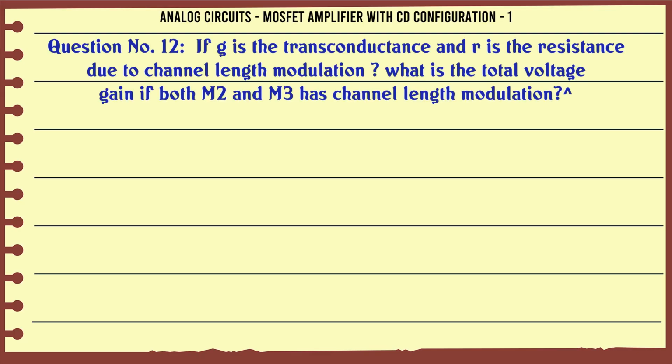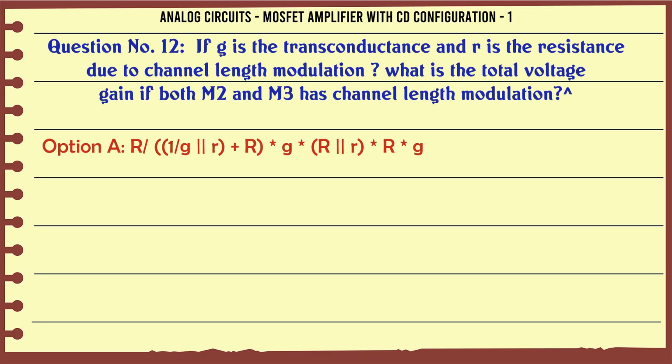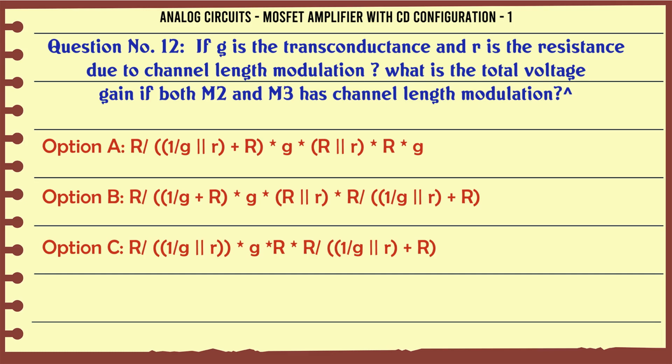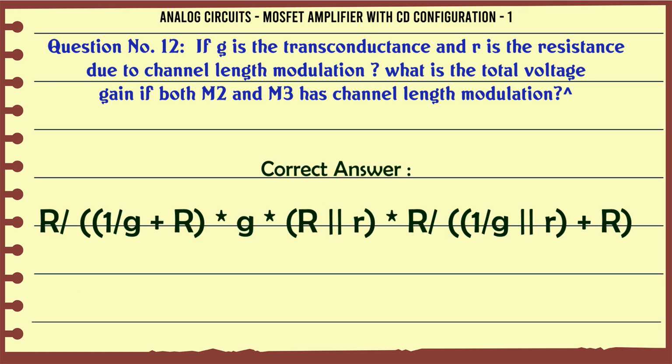If G is the transconductance and R is the resistance due to channel length modulation, what is the total voltage gain if both M2 and M3 have channel length modulation? A R1 GR, B R1 GR, C R1 GR, D R1 GR. The correct answer is R1 GR over R1 GR.